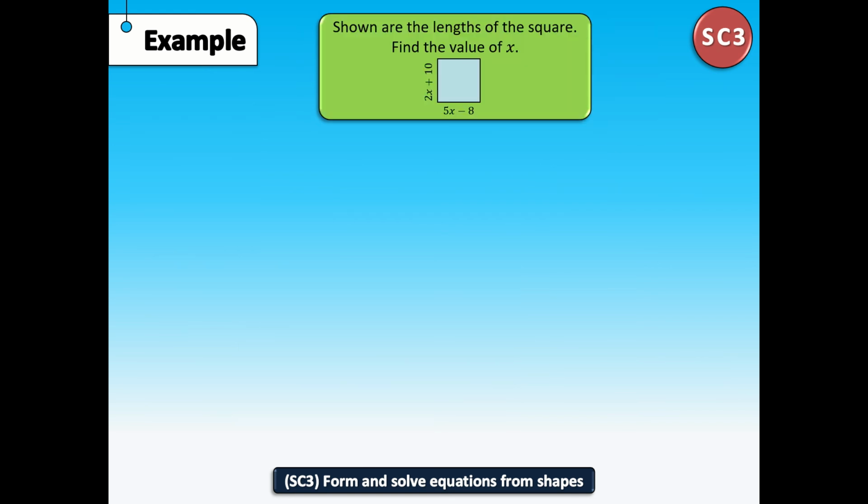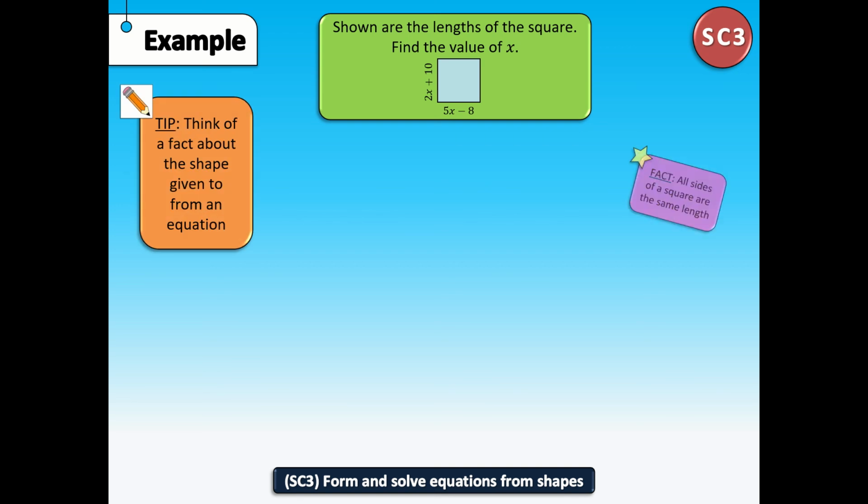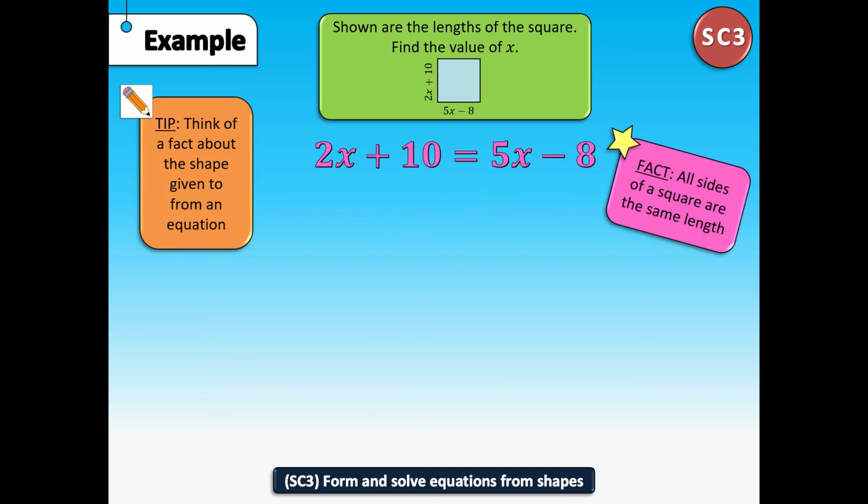Here's another example. Shown are the lengths of a square, and we want to find the value of x. Now the special thing about a square is that all its sides are of equal length. So we know that both these sides are going to be equal. So 2x plus 10 must equal 5x minus 8.